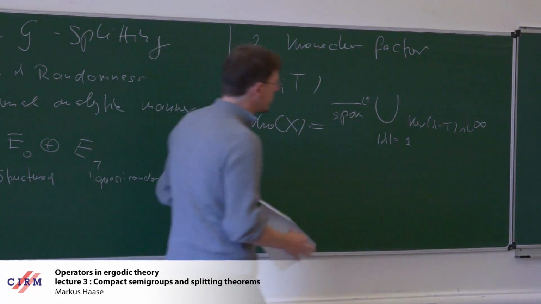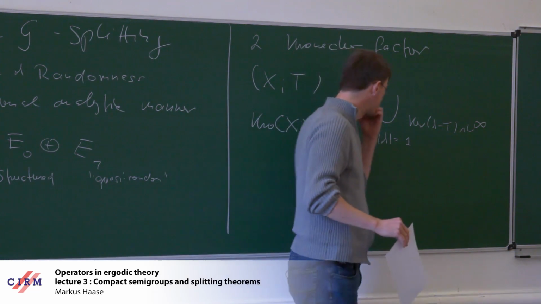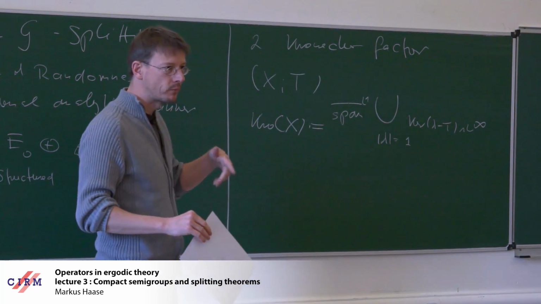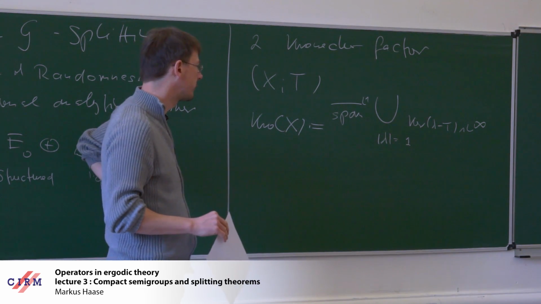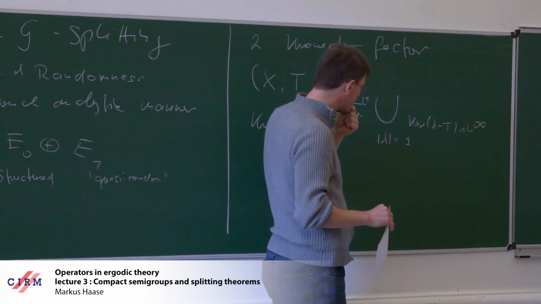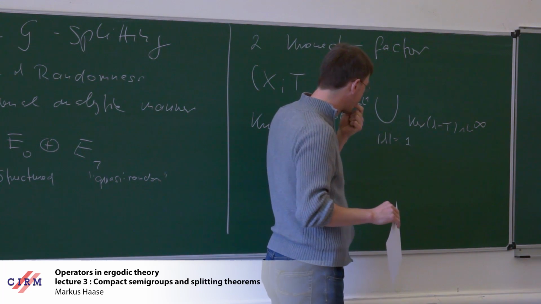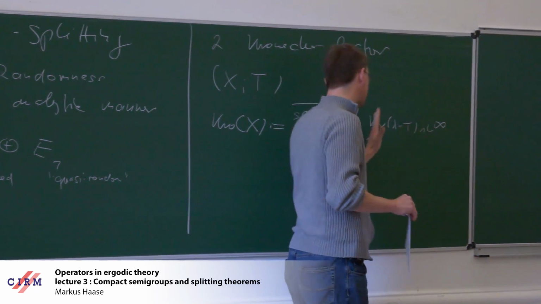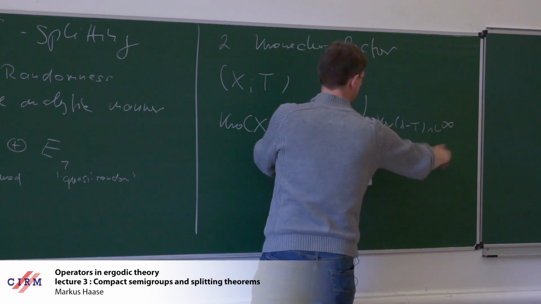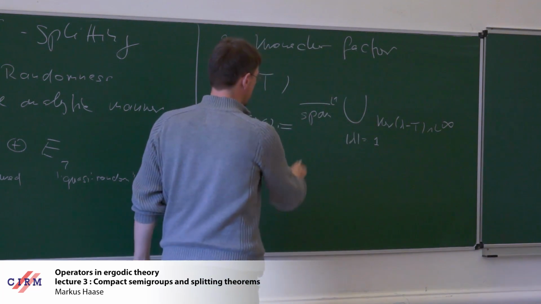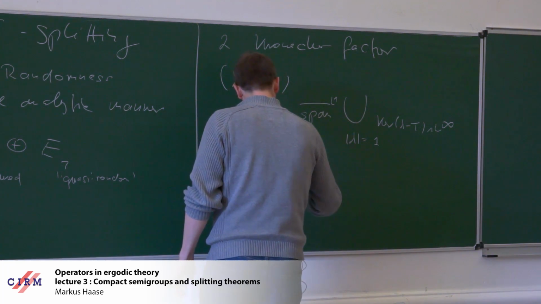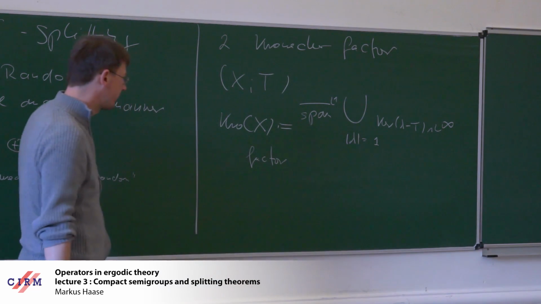This is a factor because it's very easy to show that if you multiply two L infinity eigenfunctions, you get an L infinity eigenfunction again. A generalized eigenfunction can also be zero. So this is a factor, because this is an algebra, a multiplicative set, and if you take the span and close it, then you get a factor. Obviously, it's T-invariant. So that's an important factor.